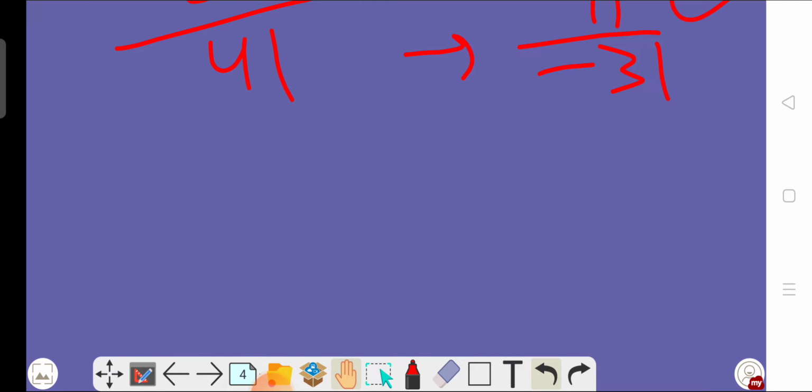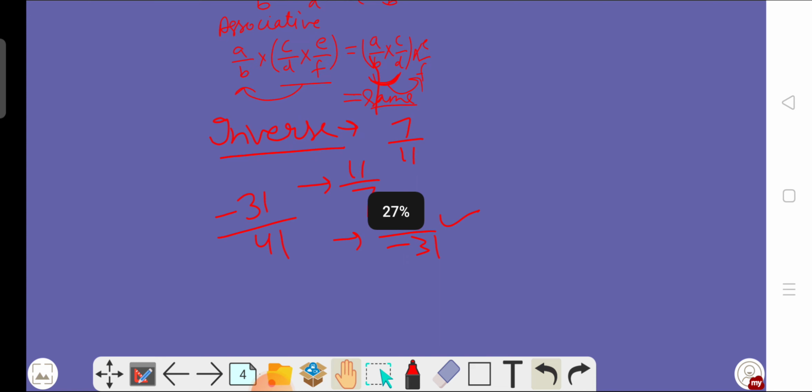So these are the properties related to rational numbers, and this is the revision of your chapter one, beta.